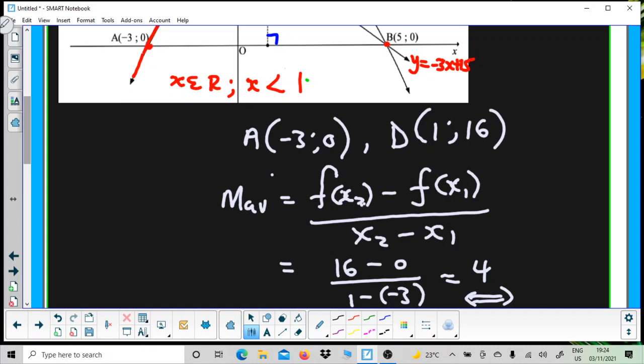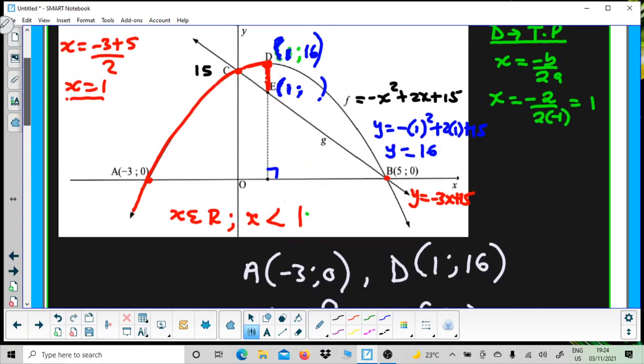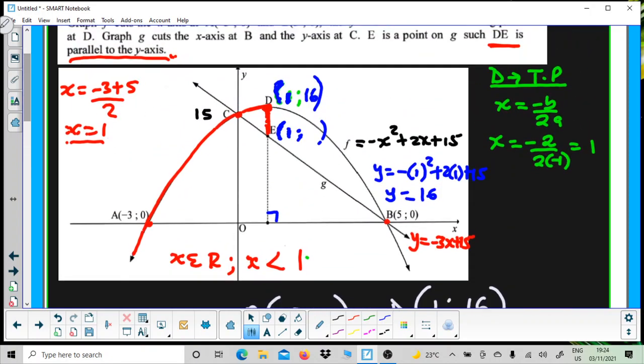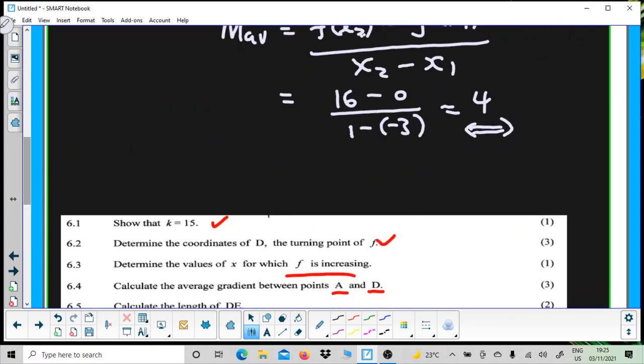Very, very simple, really. As you can see, the gradient between A and D is positive. So if the gradient is positive, it means it's an increasing function. Although this was average gradient, it is not the instantaneous gradient at that point. So this is what I was hoping you would do for those 3 marks. Let's see what else is here.